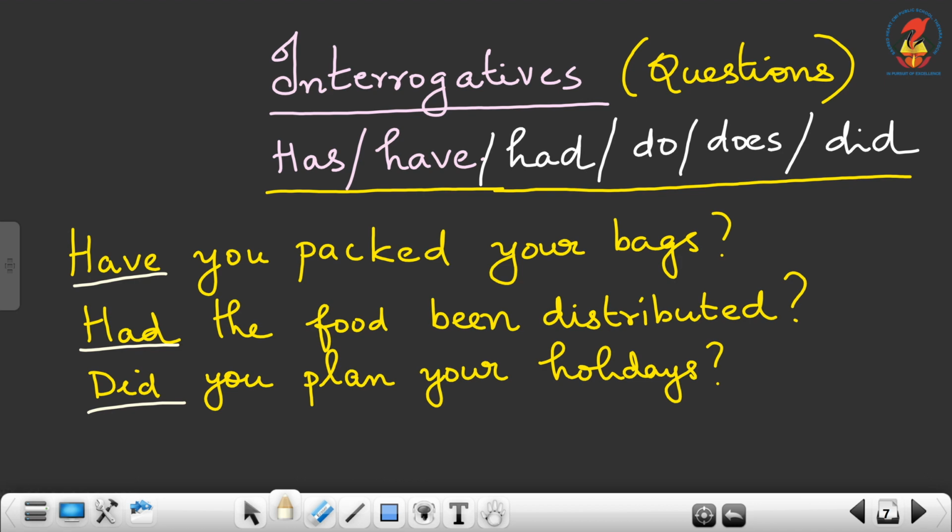Now come to has, have, had, do, does and did in interrogatives. How to make a sentence? You can just put it in the beginning of a sentence in order to make interrogatives. See, have you packed your bags? Had the food been distributed? Did you plan your holidays?